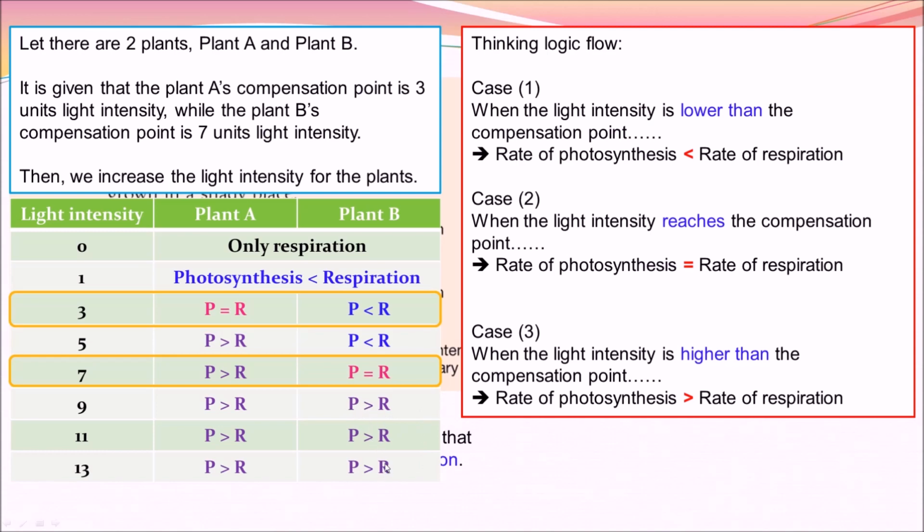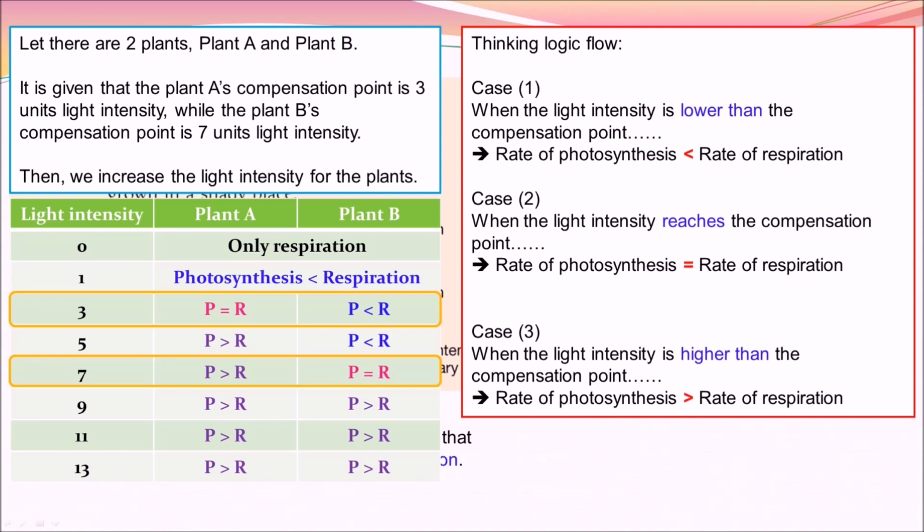So that's why the logic is that if the compensation point is lower, it can attain the compensation point earlier than the other plant, because even at a low light intensity it can reach the compensation point, and then after the compensation point, its photosynthesis rate is higher than the rate of respiration. But plant B needs to wait for a higher light intensity.